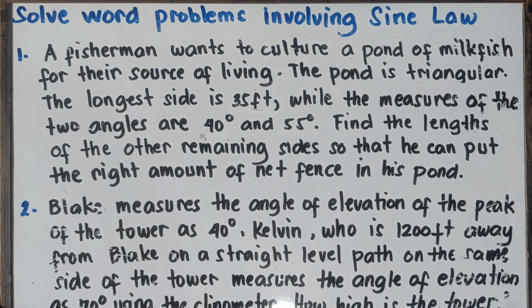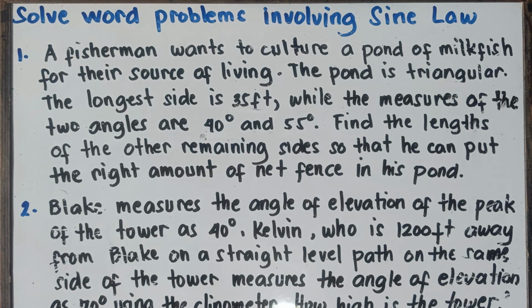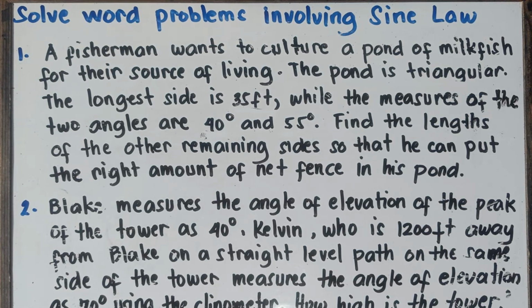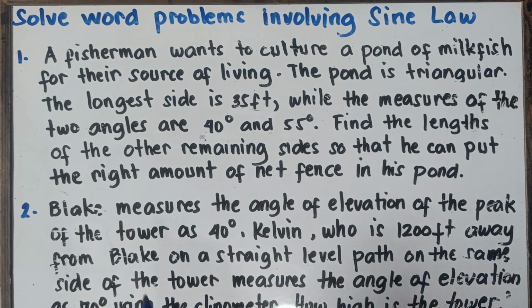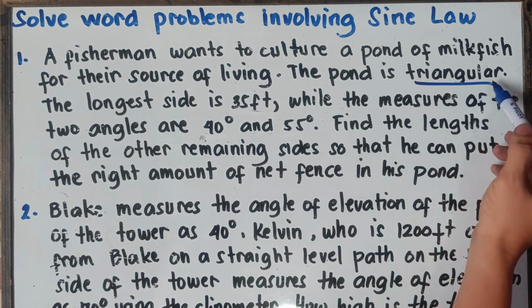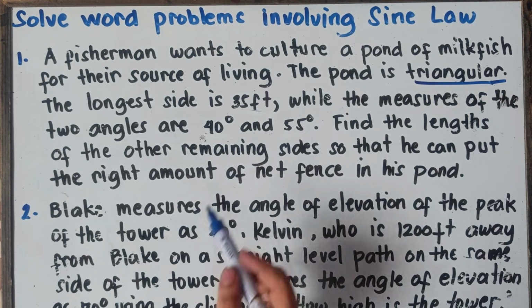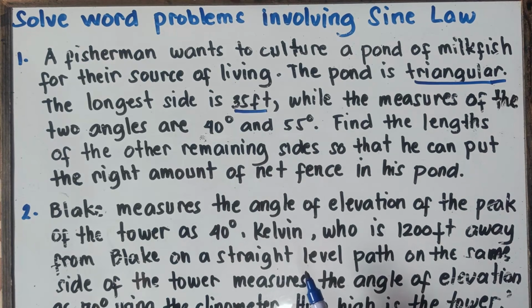Once again class, if you're dealing with problem solving, the first thing you need to do is understand the problem. So number 1: a fisherman wants to culture a pond of milkfish for their source of living. The pond is triangular. The longest side is 35 feet, while the measures of the 2 angles are 40 degrees and 55 degrees. Find the length of the other remaining sides so that he can put the right amount of net fence in his pond.